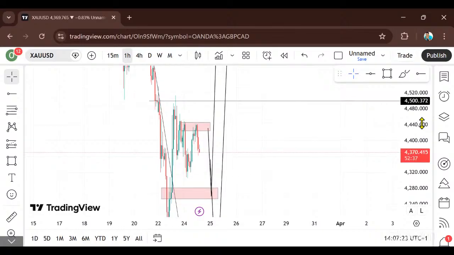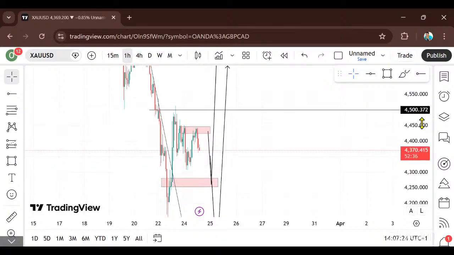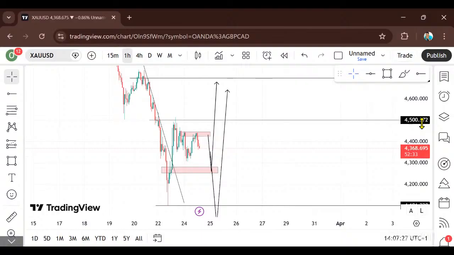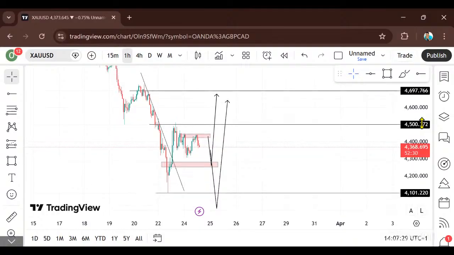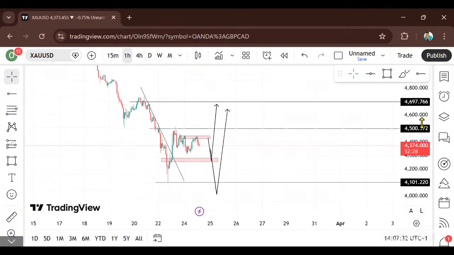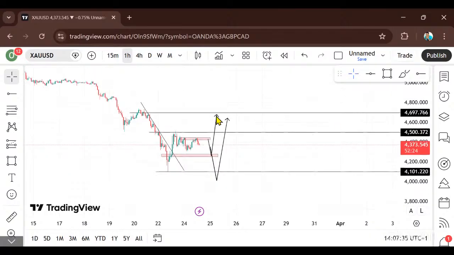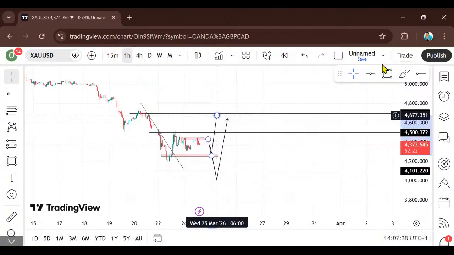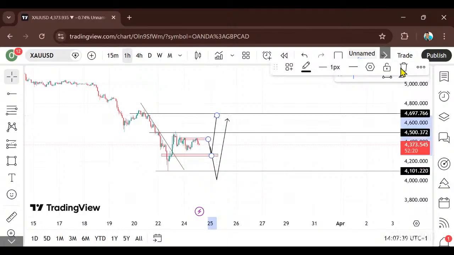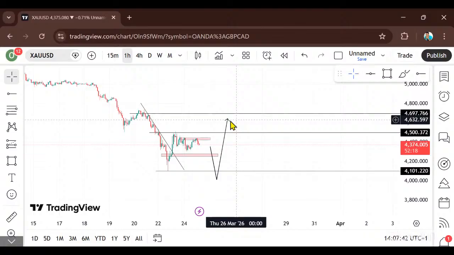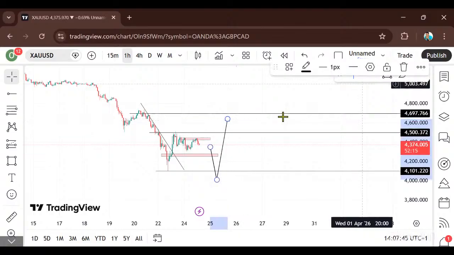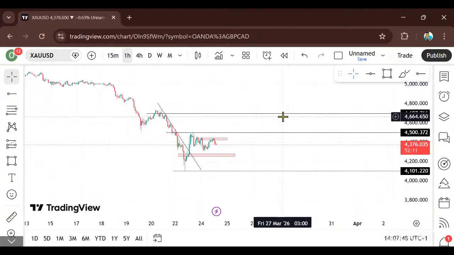Now, most of you in my Telegram group, I showed you guys what I'm going to be expecting from XAU USD. And exactly what I told you guys was playing out. I said that I wanted to see a structure change. Now, when you are trading gold, gold is a very highly volatile pair.